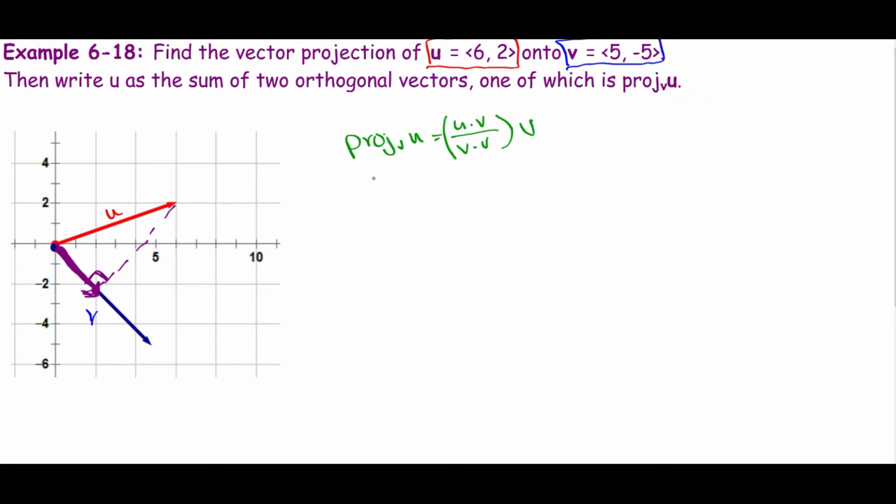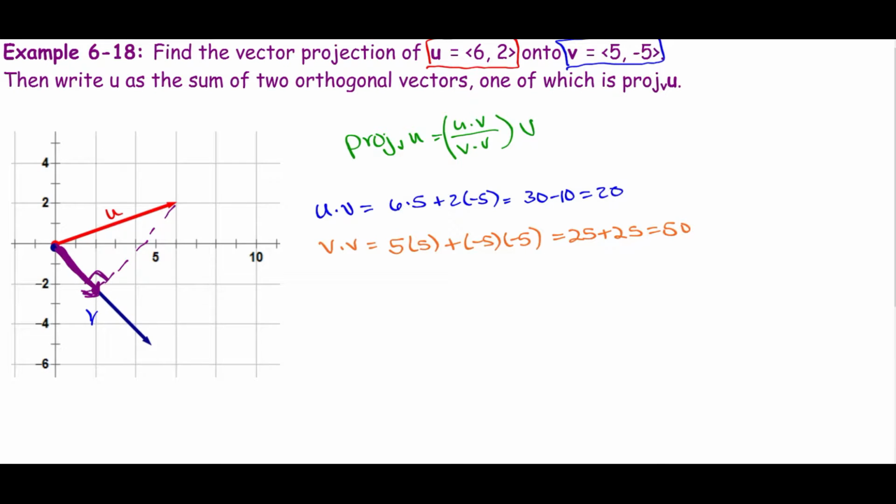So remembering my formula, the projection vector of u onto v is u dot v over v dot v times the vector v. So I'm just going to figure out the parts of this formula. u dot v is going to be 6 times 5 plus 2 times negative 5, which is 30 minus 10, which gives us 20. And then I need the magnitude of v squared, or v dot v, which is 5 times 5 plus negative 5 times negative 5, which is 25 plus 25, or 50.